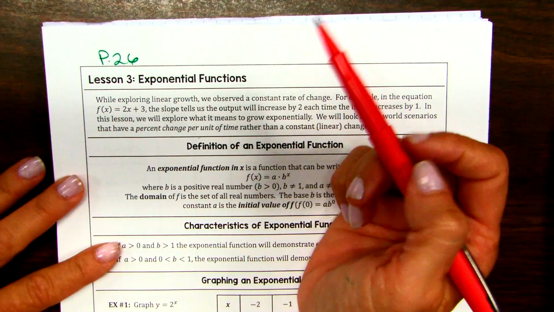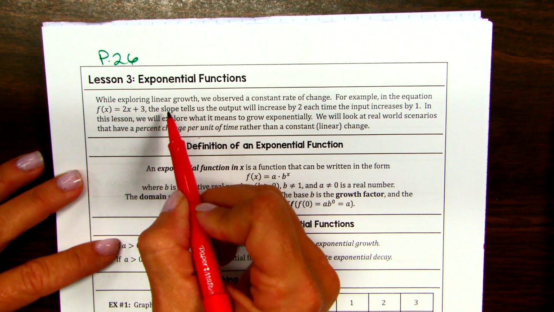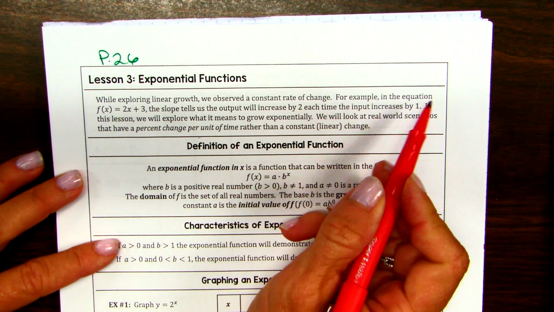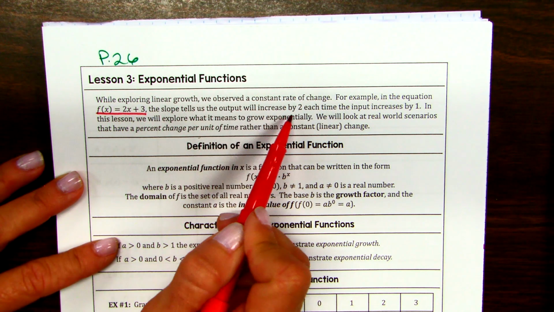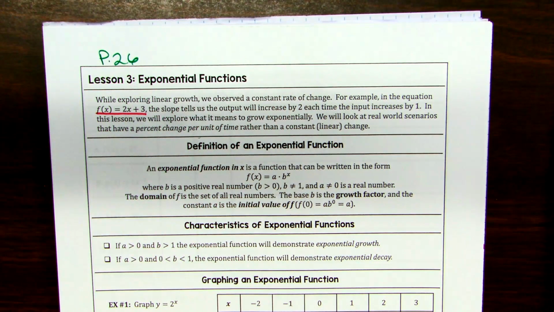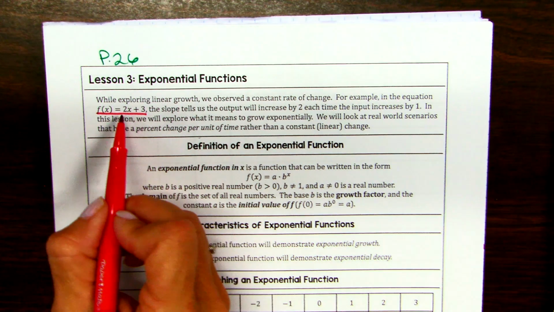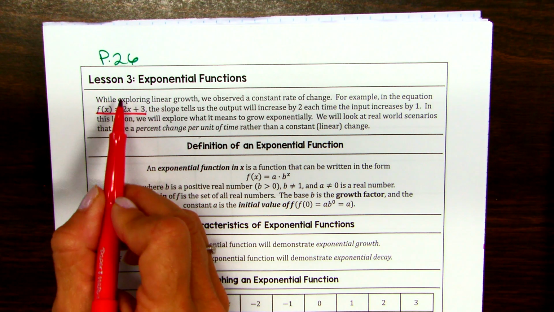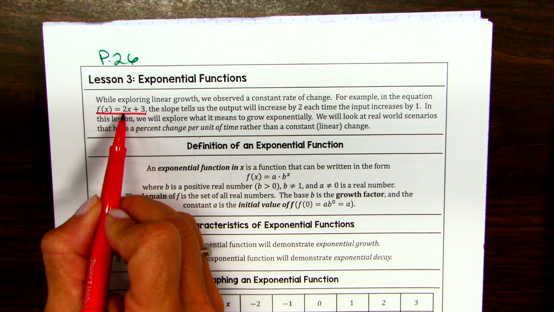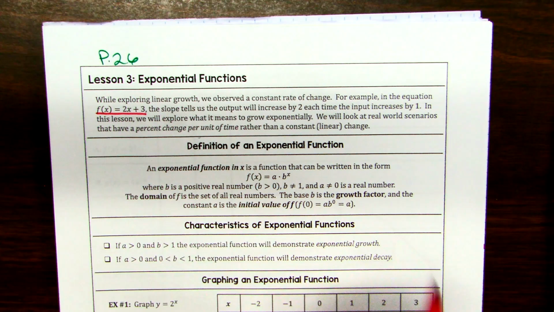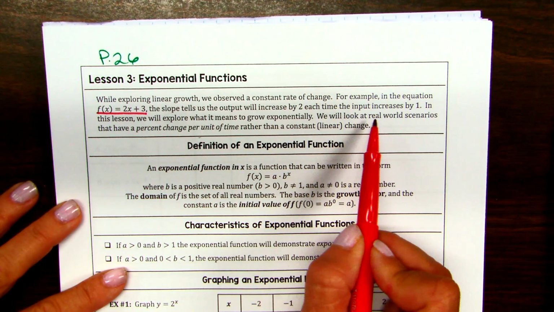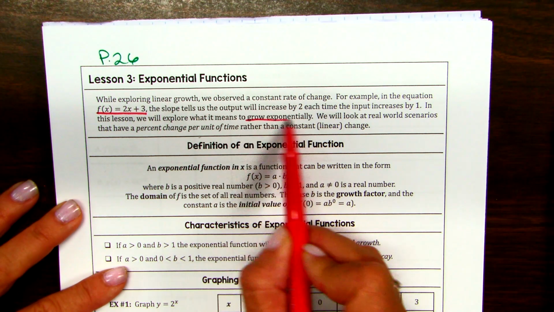So, listen up. While exploring linear growth, we observed a constant rate of change. For example, in this equation, that's linear, right? X to the first. The slope tells us output will increase by 2 each time the input increases by 1. What is that saying there? In a linear equation, you have a slope of 2. Rise over run, y's over x's. So as our y value changes by 2, our x value changes by 1. Up 2, right 1, up 2, right 1. Okay? Today we'll look at exponential functions and how they grow exponentially.